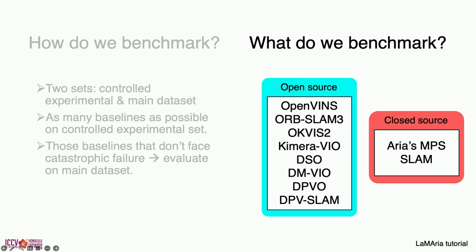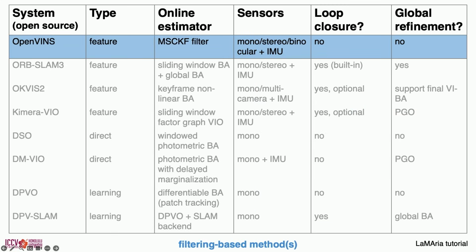What do we benchmark? Open source methods, we have a bunch of baselines ranging from filtering methods to optimization methods to direct methods as well as deep learning. And then we also, of course, evaluate the Aria MPS. Now, to briefly recap some of the systems of interest, I've tried to summarize each system as briefly as possible.